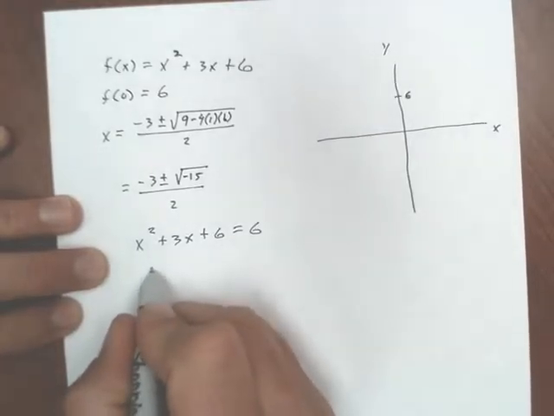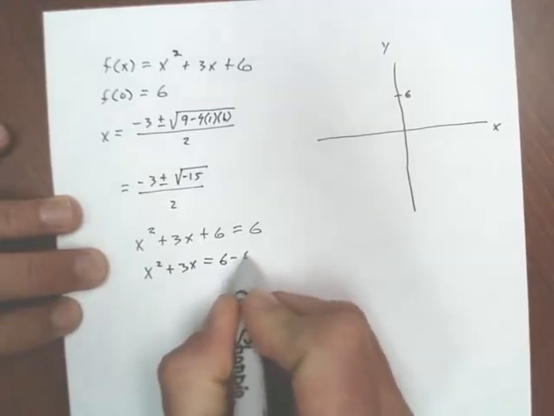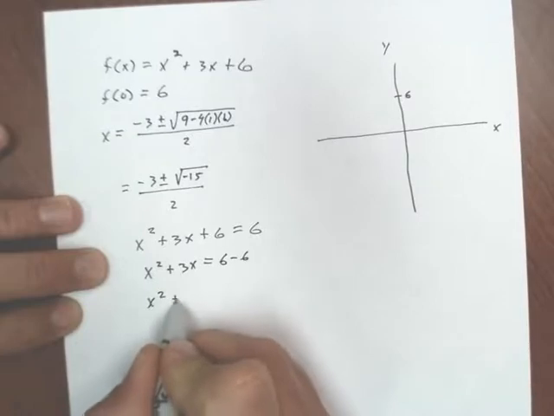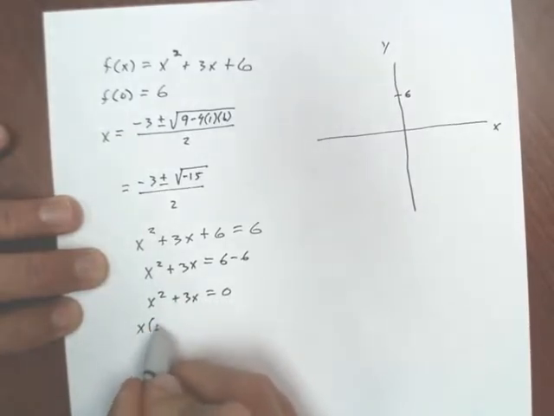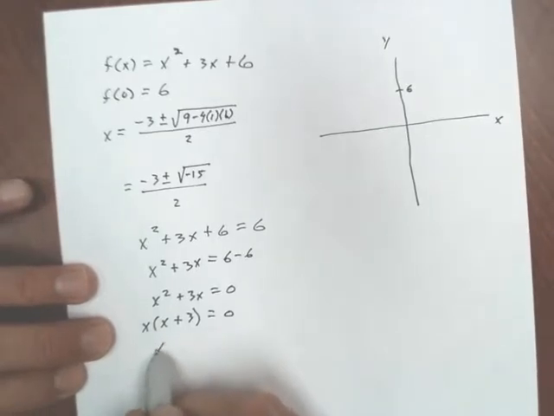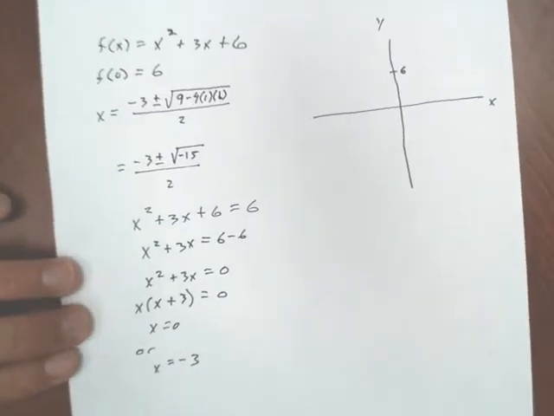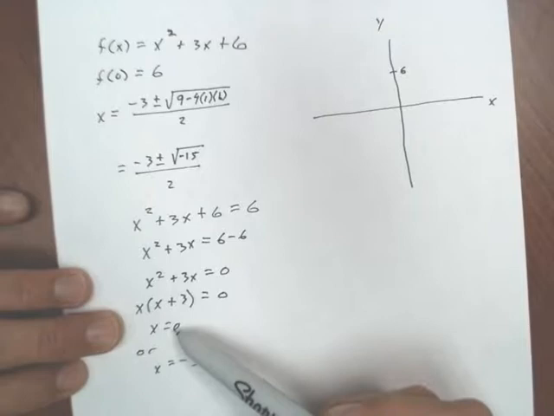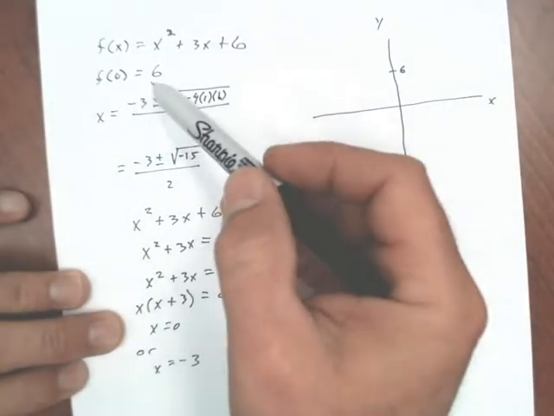Now let's just solve for x. This gives us x squared plus 3x equals 6 minus 6. x squared plus 3x equals 0. We can factor out an x. It gives us x times (x plus 3) equals 0. Then we get two values for x: x equals 0 or x equals -3. And this makes sense because at x equals 0, y equals 6. We know that, okay?